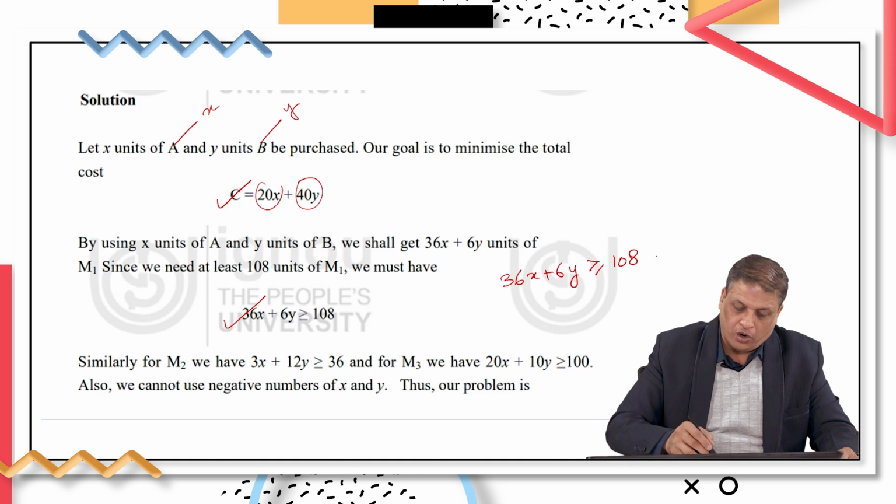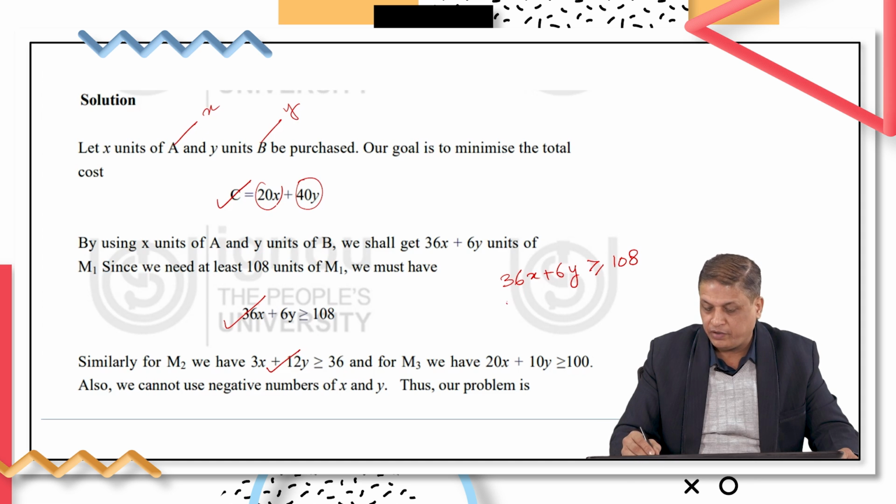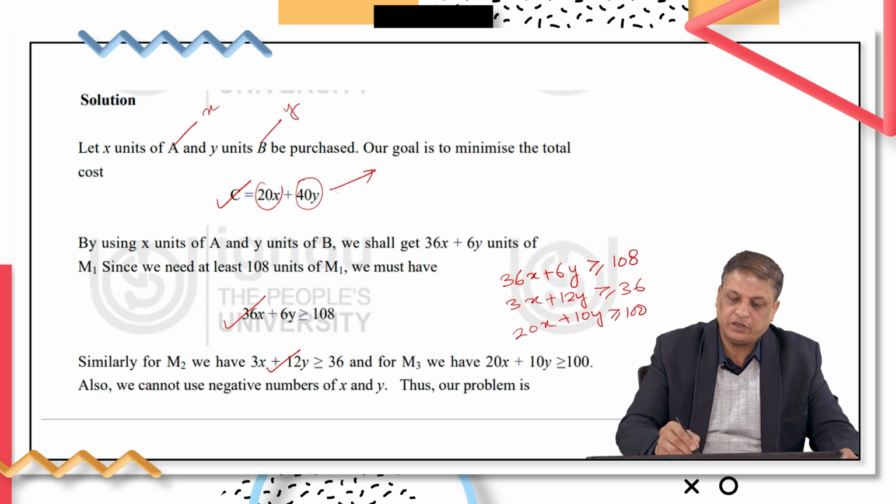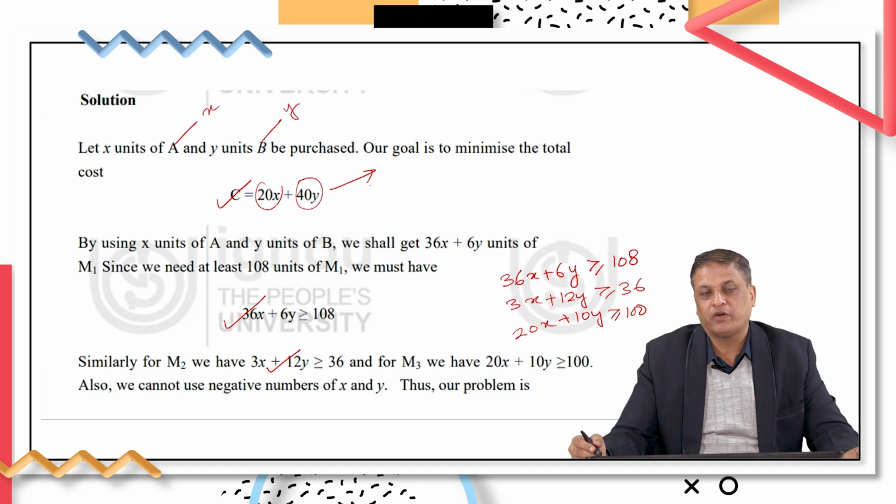Similarly, formulating the other 2 inequalities, 3x plus 12y should be greater than or equal to 36, and for meal M3, 20x plus 10y should be greater than or equal to 100. Now, we have a cost function. In the earlier problems we had the profit function, now it is the cost function. Earlier we were supposed to maximize, over here we are supposed to minimize.